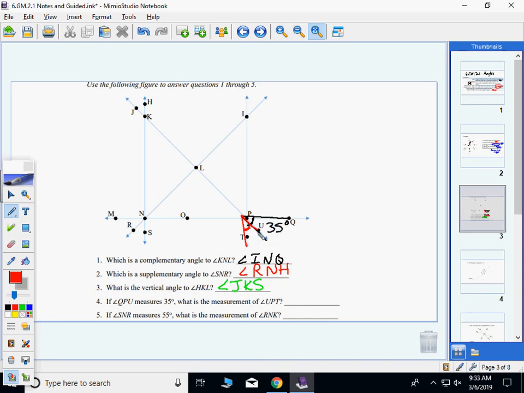You have to subtract 35 from 90. Yeah. Right. So I'm going to take 90 minus 35. What do I get? 65. 55. So angle UPT is going to be 55 degrees. Don't forget to put your little degrees, okay?